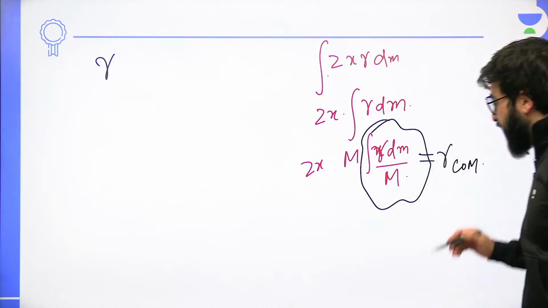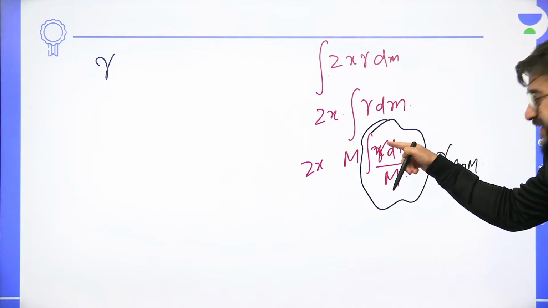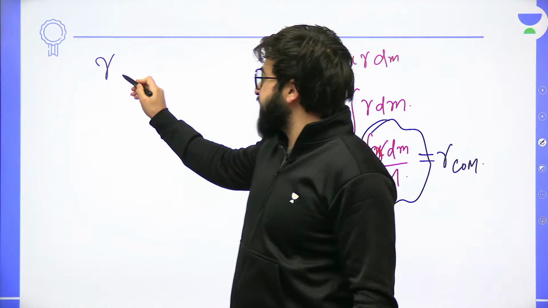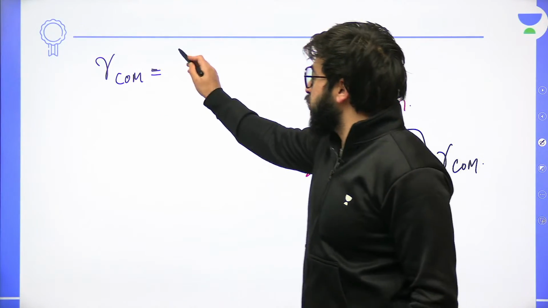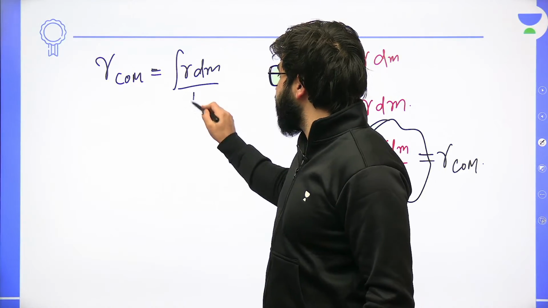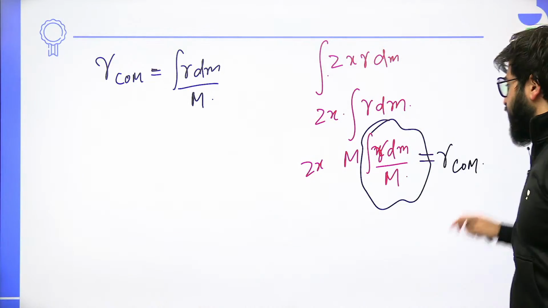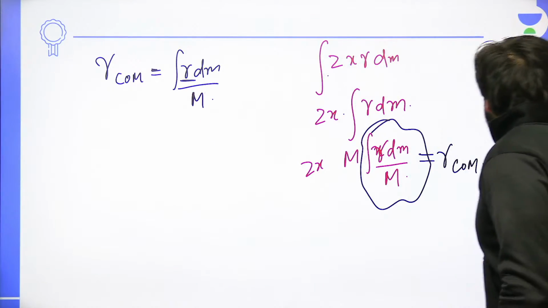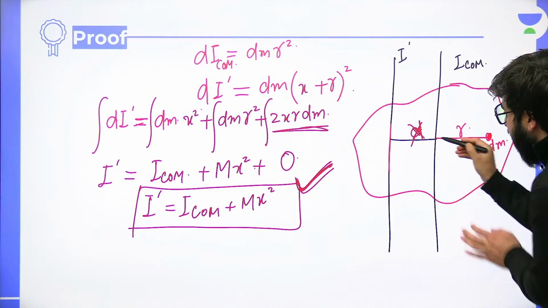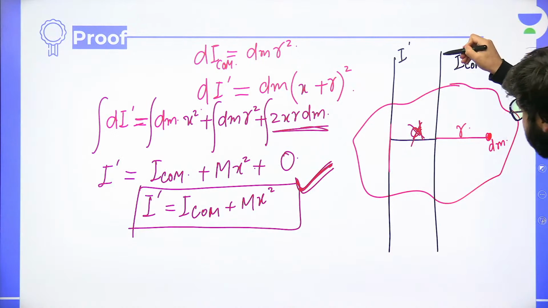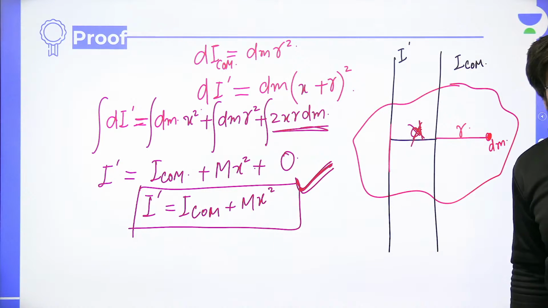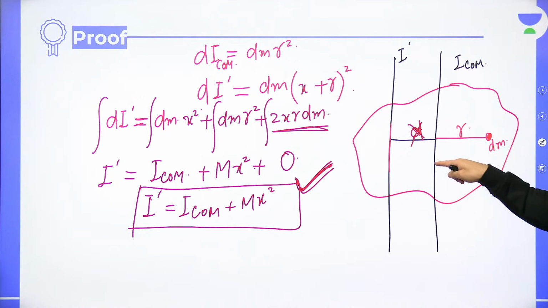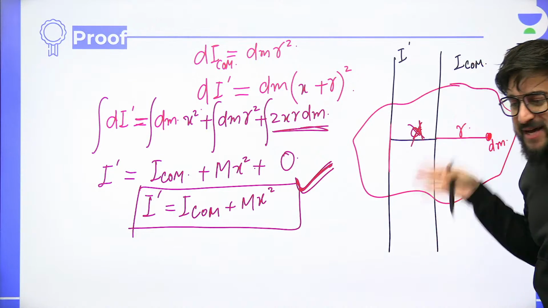So over here, in the continuous case, this rcom is nothing but integration of r dm upon M exactly. Now you tell me one thing. What is this r? You are measuring this r from the center of mass itself, because you are measuring it from the axis which is passing through the center of mass itself. Understand? So can I say in this case, coordinates of the center of mass is exactly 0, 0? This axis is exactly passing through the center of mass.